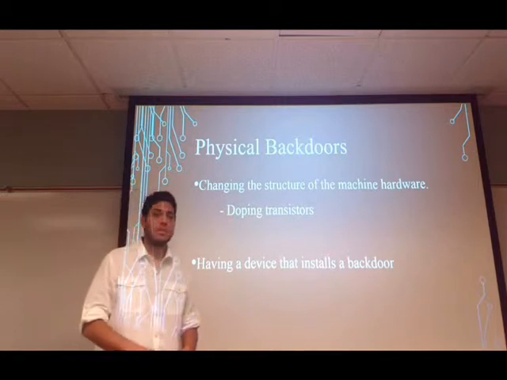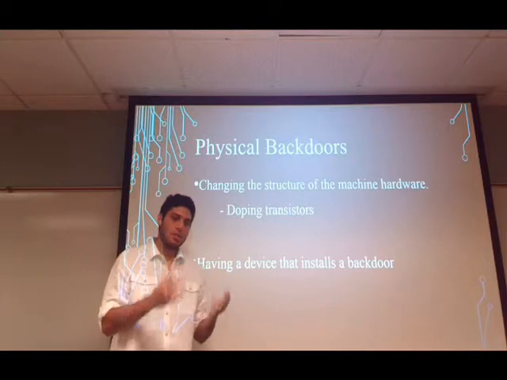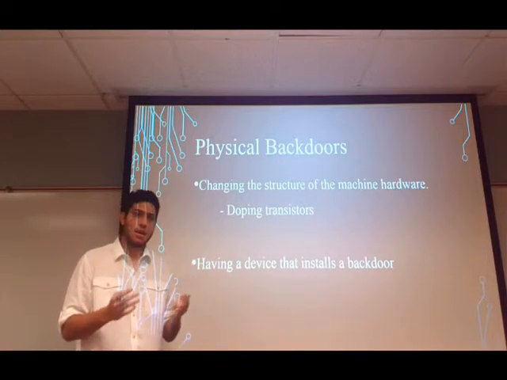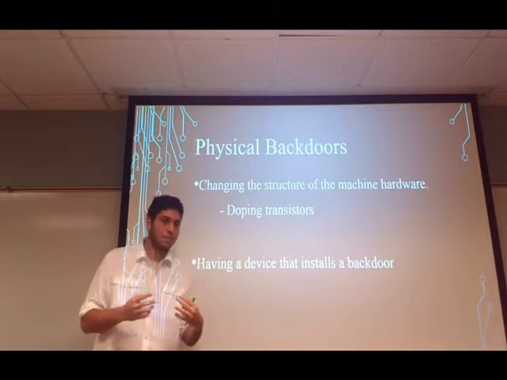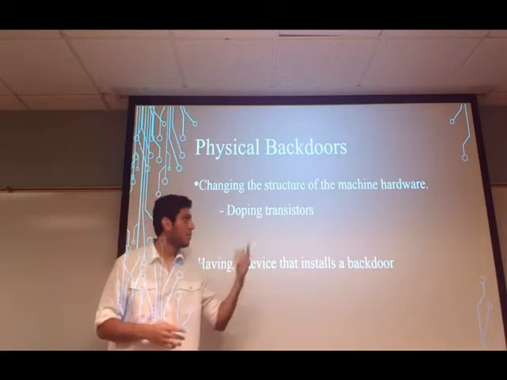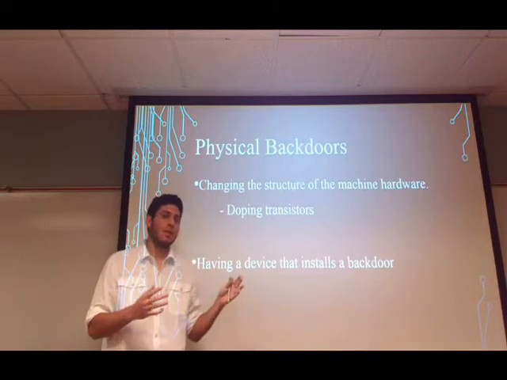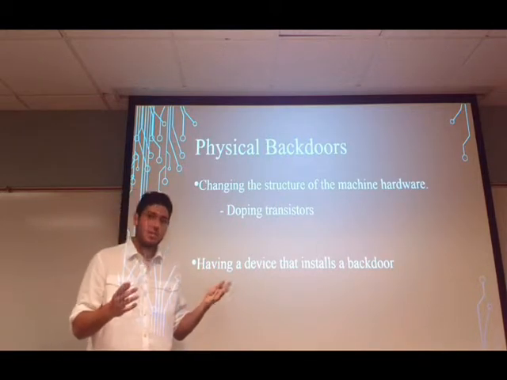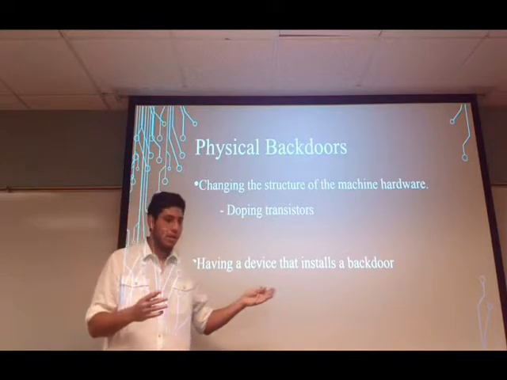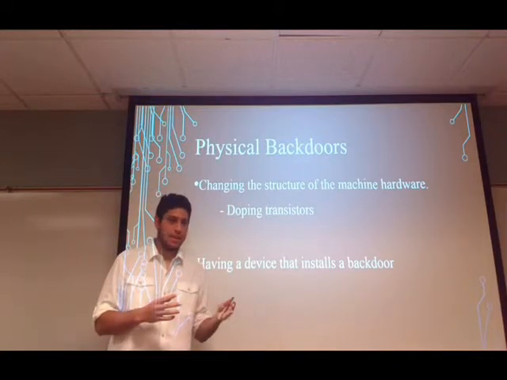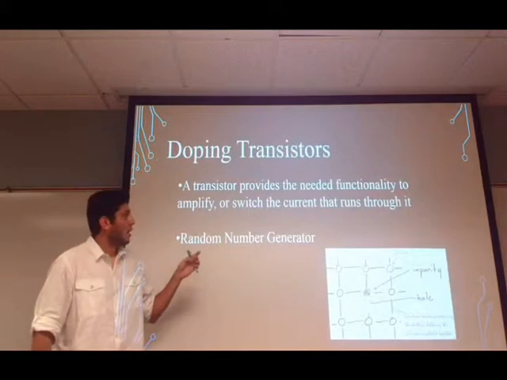And the changing of the structure of the hardware actually takes a lot of work. You've got to know how the computer works, how the circuits inside the computer work, so it's really hard to do. But one of the perfect examples of physical backdoors is what people used to do in the 80s and 90s in public payphones. With a simple sequence of numbers, they could access the internet or make free calls on them. That's an administrative perk instead of a user perk.